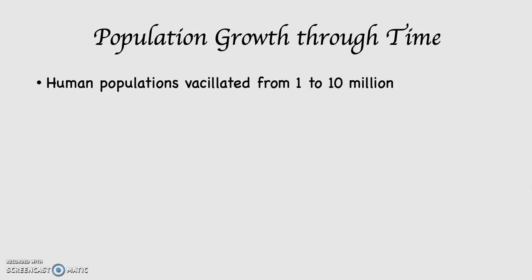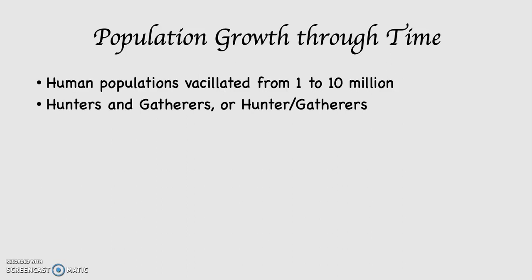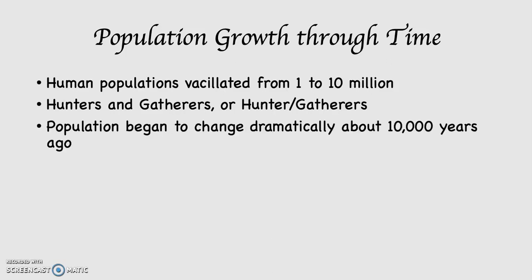Human populations prior to 10,000 years ago vacillated from about 1 to 10 million people, and I mean across the entire planet. So there were times when there might have only been about a million of us wandering around. And it changed depending on disease, famine, access. All of these things would result in the population going up or down depending on what was happening at the time. People back then were hunters and gatherers, or hunter-gatherers as some people like to call them. That is exactly what it sounds like it means. They hunted for wild food, animals, and then they gathered wild food, whatever grew naturally.